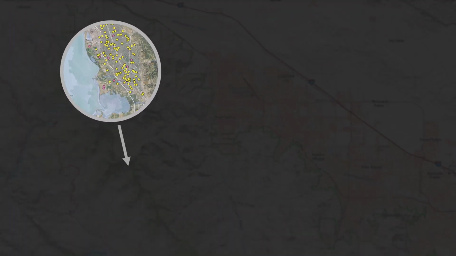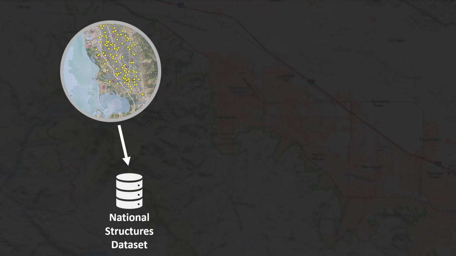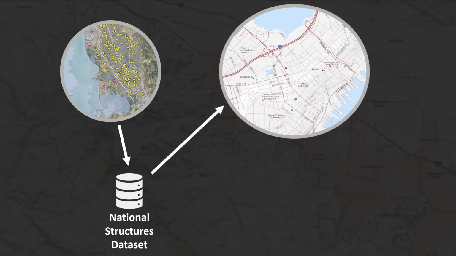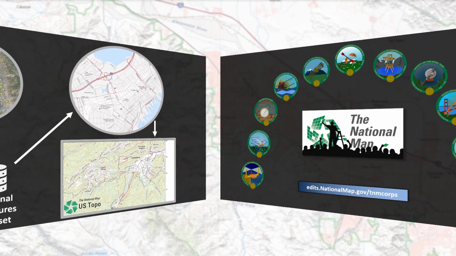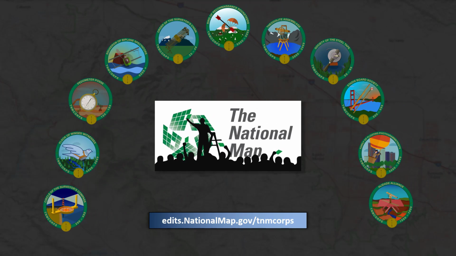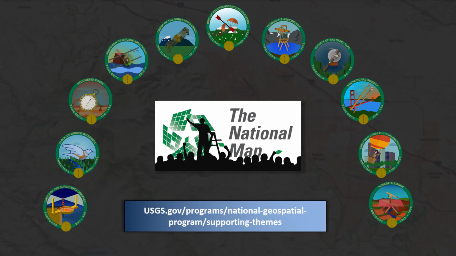Both newly collected and modified point features become part of the USGS National Structures Dataset, then eventually show up on the national map and ultimately U.S. topomaps. If you are interested in becoming a member of the National Map Corps, please go to edits.nationalmap.gov/TNMCorps. More information about structures can be found here.